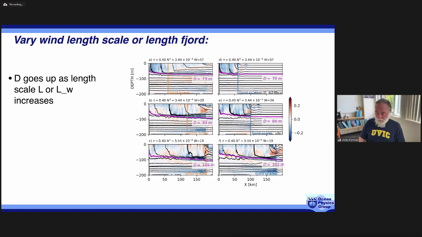Similarly, here you change the length of the fjord instead of changing the length of the wind. Now this is the mouth of the fjord, this is the mouth of the fjord, this is the mouth of the fjord. And the longer the fjord, the deeper that you get as well. So that's nice.